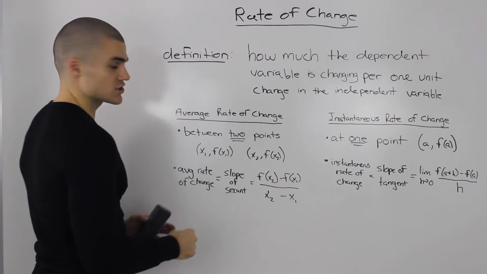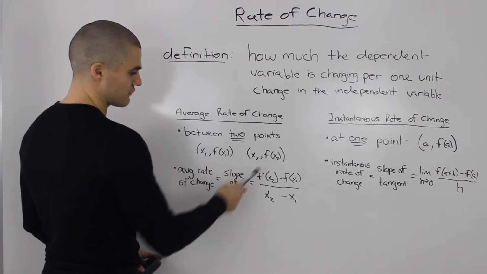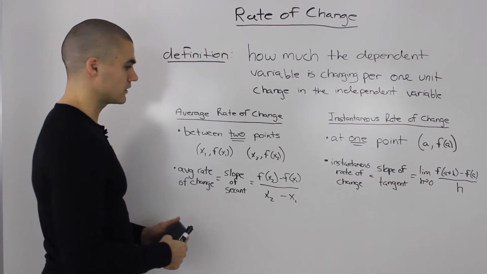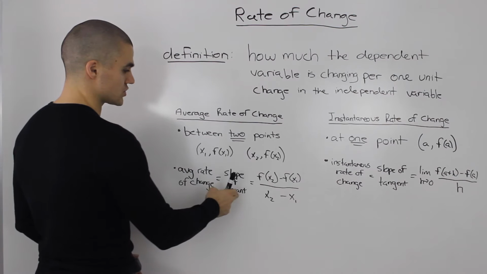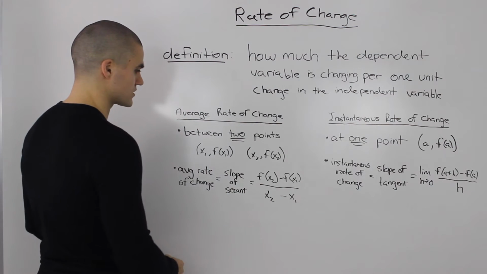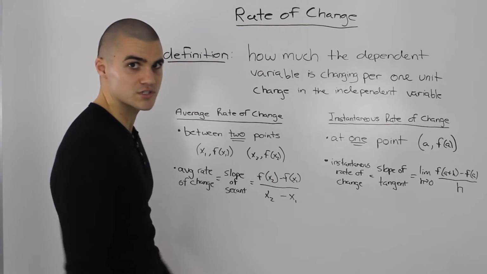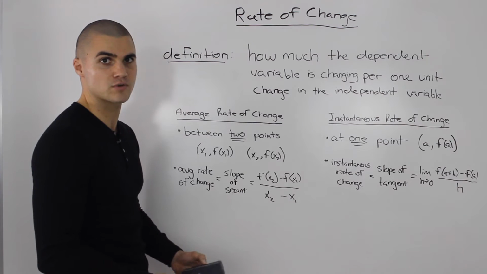So the average rate of change, as a review, is between 2 points, x1, f of x1 and x2, f of x2. And the average rate of change you just find by taking the slope between the 2 points. So f of x2 minus f of x1 over x2 minus x1, which is y2 minus y1 over x2 minus x1, rise over run.